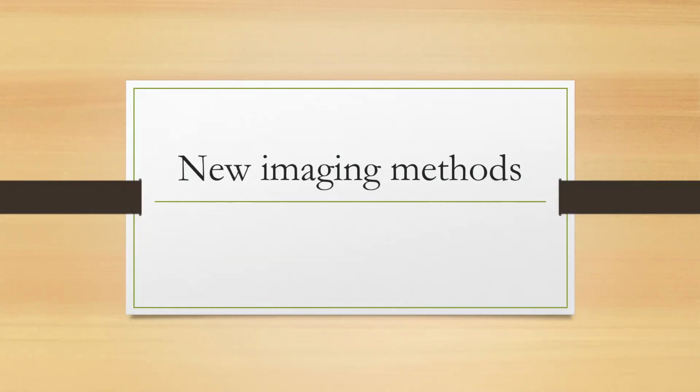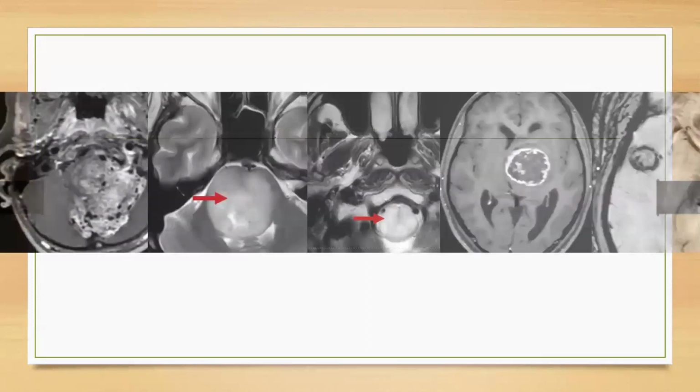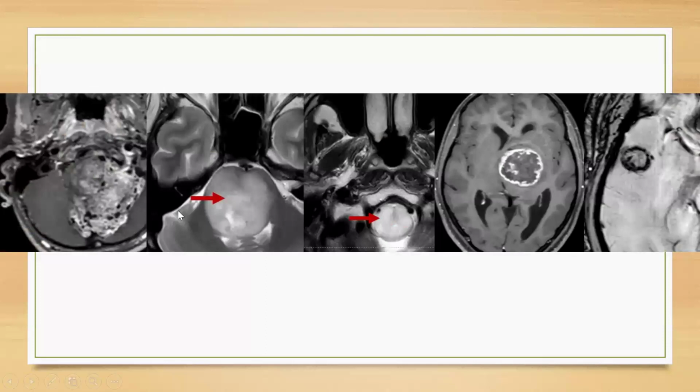Coming to some of the new imaging methods we applied in our center. One is amide proton transfer imaging. It is available in very few centers. I think it's an old technique, but still it's not well applied in many centers. I will describe how we applied this new imaging method for one type of tumor. These are some of the cases we saw in our center, and all these tumors have different imaging patterns.